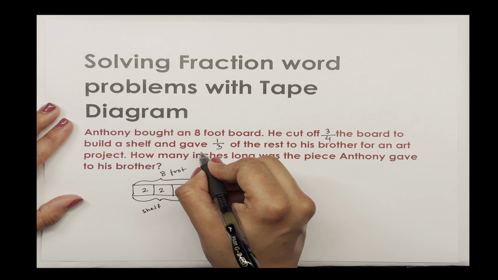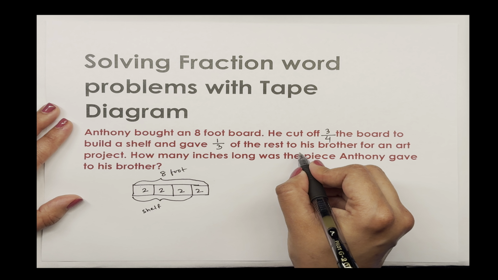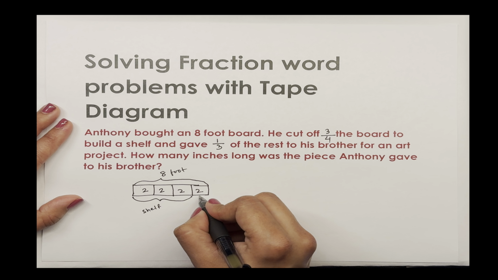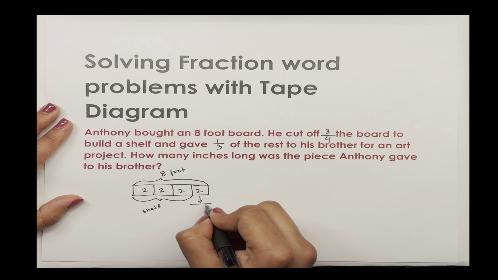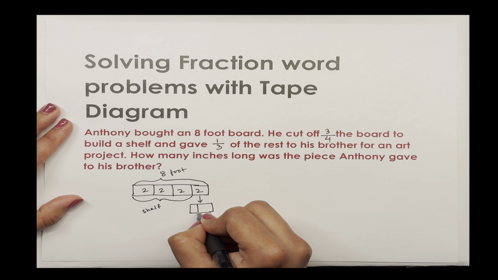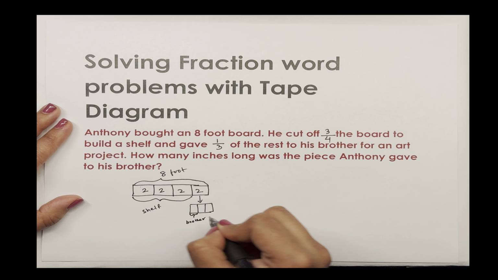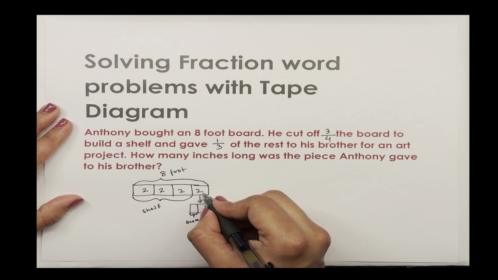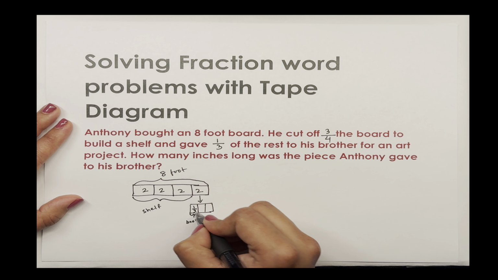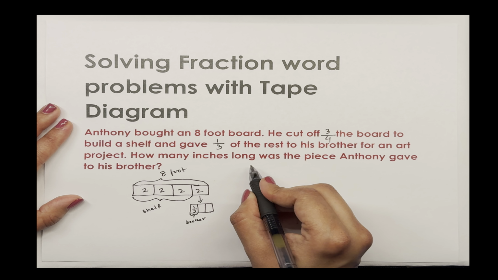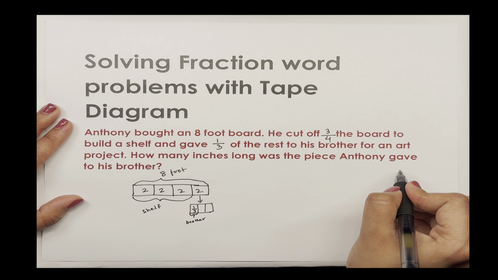Now the remaining, the rest, 1/3 of it he gave his brother for an art project. So this is the rest part. This part he cut into 3 parts, and 1/3 he gave to his brother. So this is 2 foot, and if you make it 3 equal parts, each will be 1/3. So they are asking how many inches long was the piece Anthony gave to his brother.